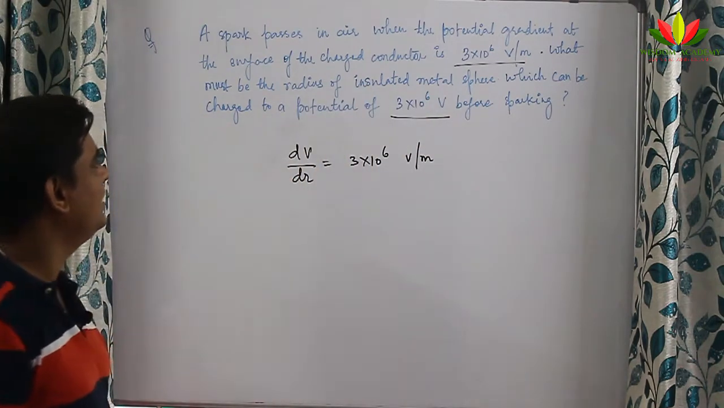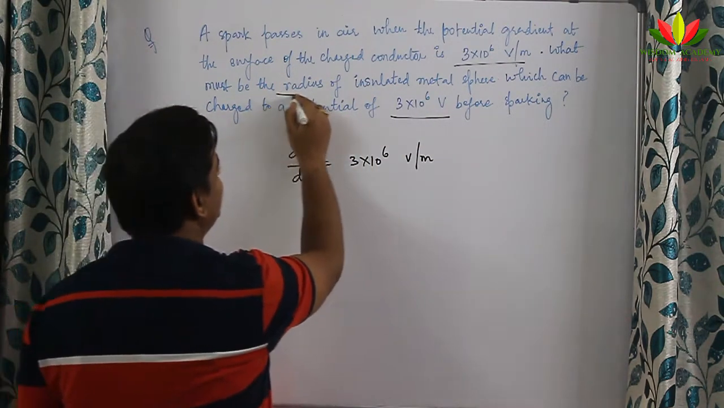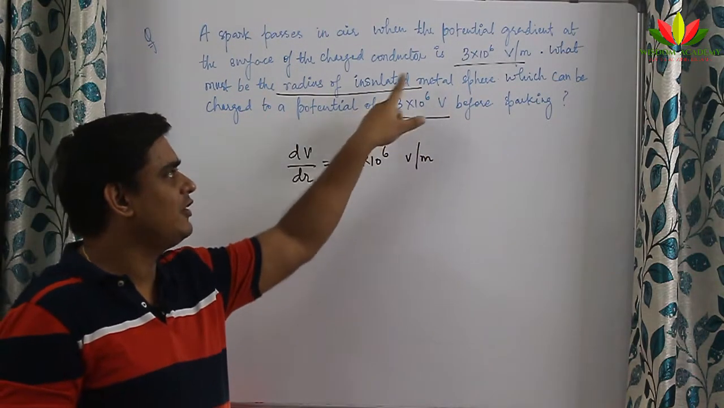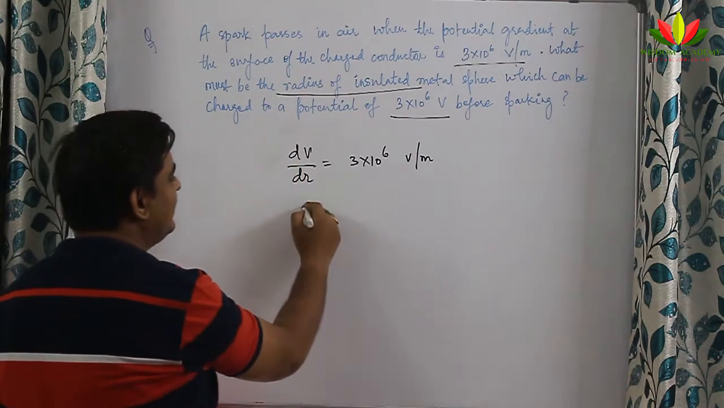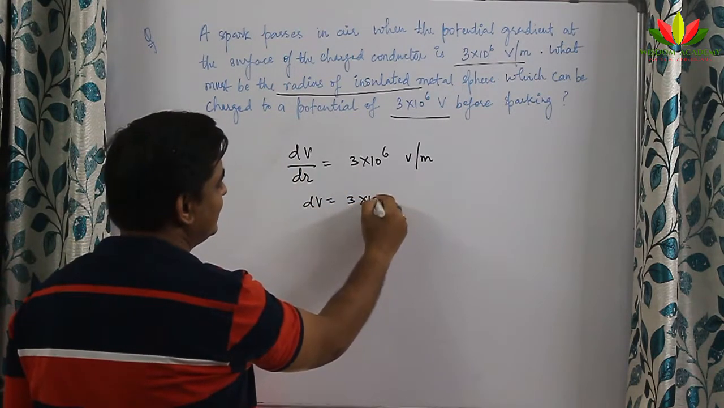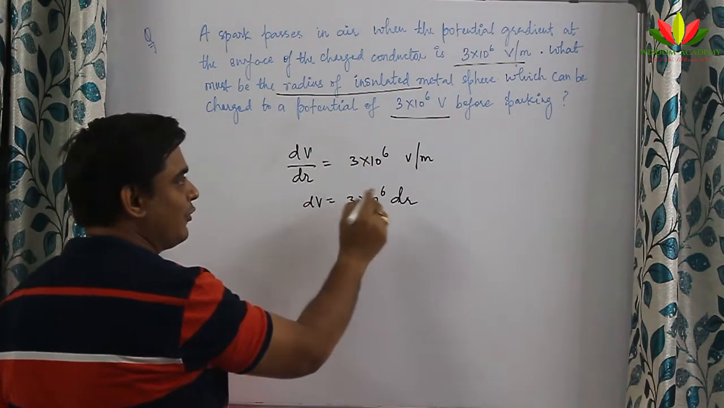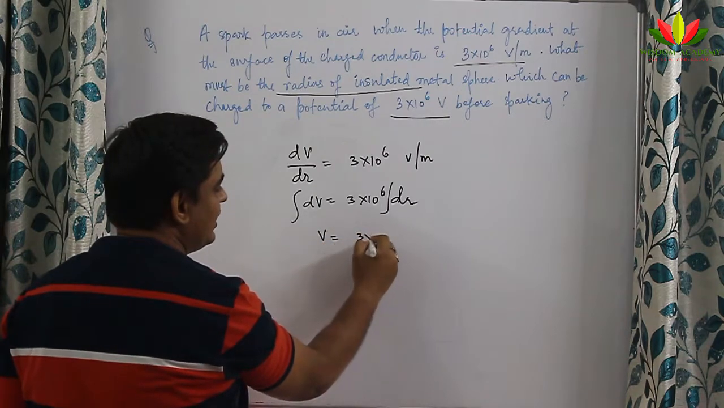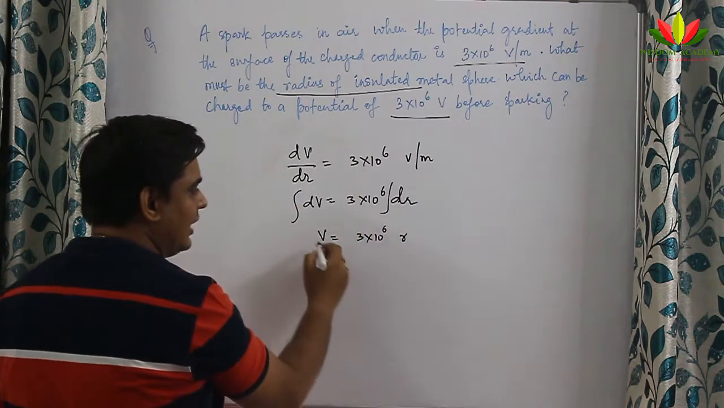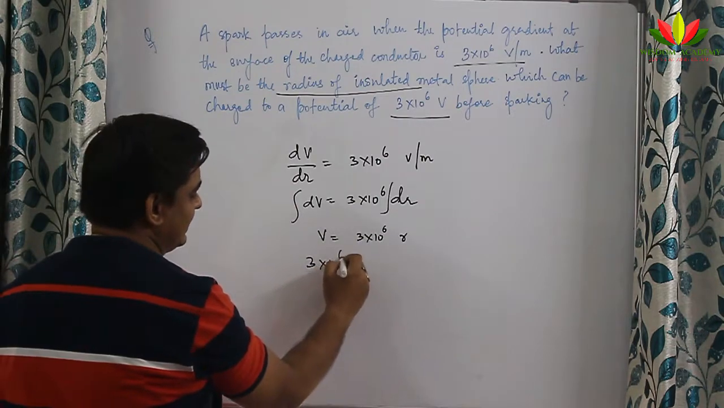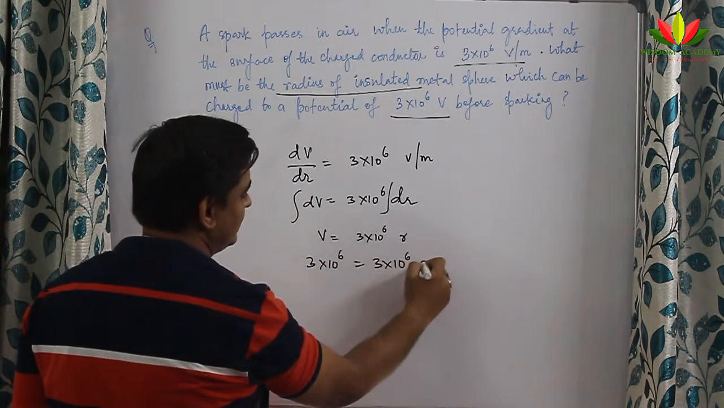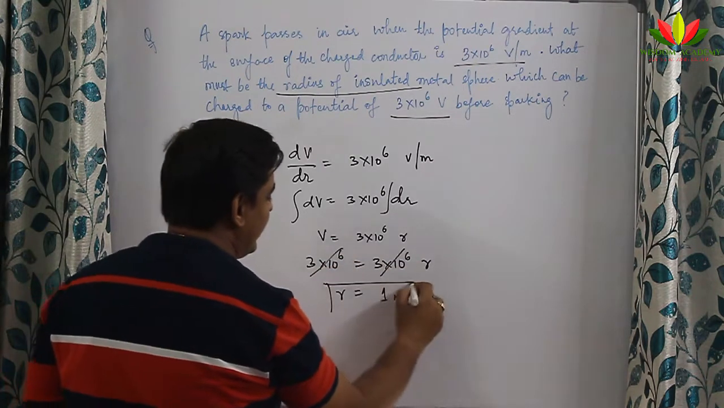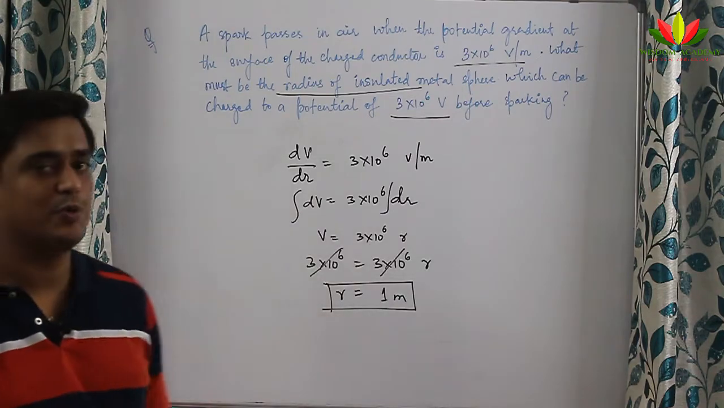And what they are asking you to find? They are asking you to find the radius of the insulated sphere which can be charged to a potential of this much. This is the value of potential V they have given. So from here we can write dV is equal to 3 × 10⁶ into dr. So we have to find the value of r. So integrate on both sides. If you integrate, you will get V is equal to 3 × 10⁶ into r, and V is given as 3 × 10⁶. So here 3 × 10⁶ into r. So r will be equal to, these two get cancelled, 1 meter. So the radius of the insulated metal sphere should be 1 meter.